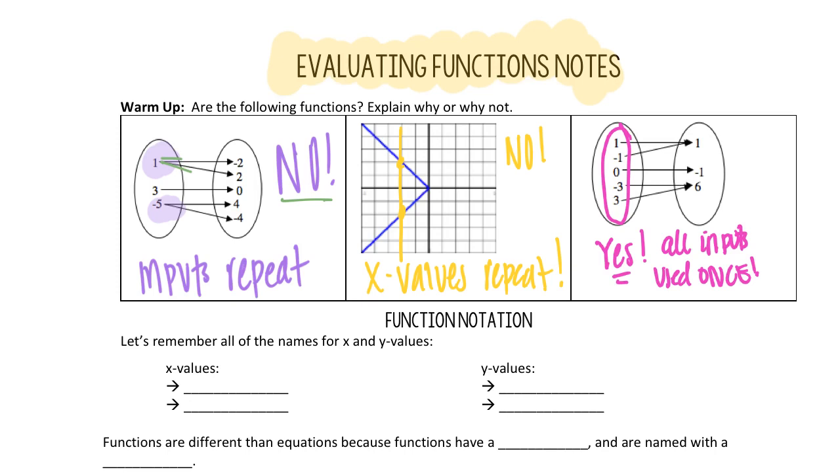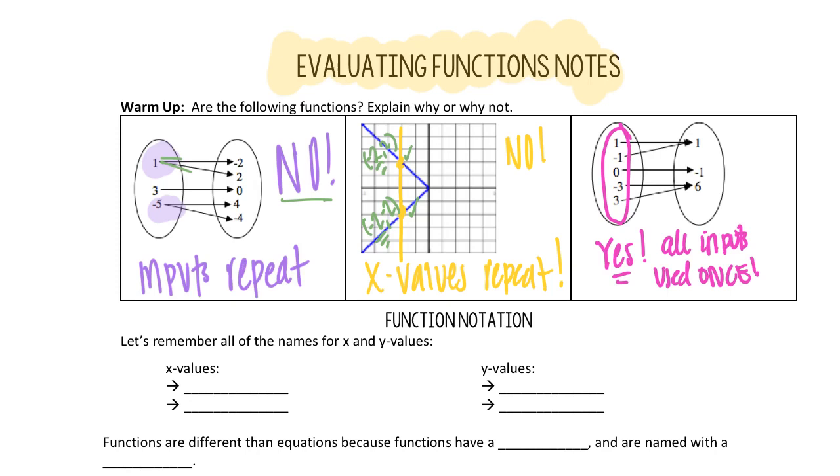And the second one, the graph, you use the vertical line test. You'll see that when you drew your vertical line, it touched that graph twice. If you need to write out the points to see why, this is -2, 2, and this is -2, -2. Those x values were used twice, which means it is not a function.